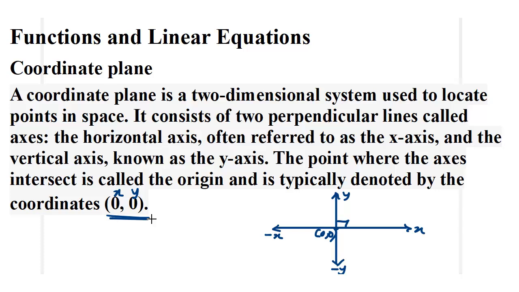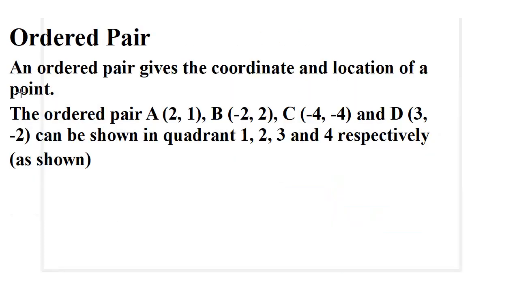So we want to now look at how to locate points in the coordinate plane using the ordered pair concept. So what is an ordered pair basically? Now an ordered pair gives the coordinate and location of a point. Let me underline the keyword. It gives the coordinate and location of a point. So we are going to be looking at the ordered pairs A (2, 1), B (-2, 2), and so on, and they can be shown in quadrants 1, 2, 3, 4 as shown.